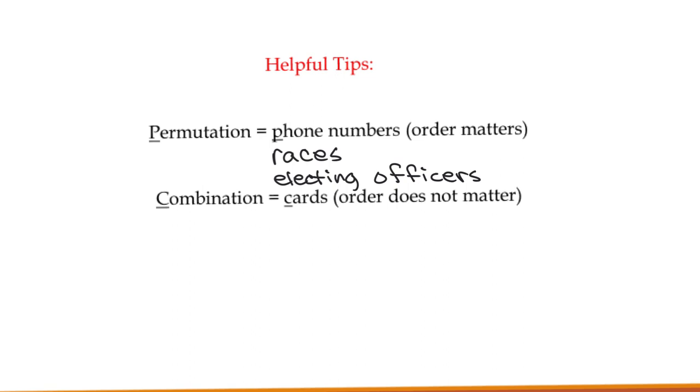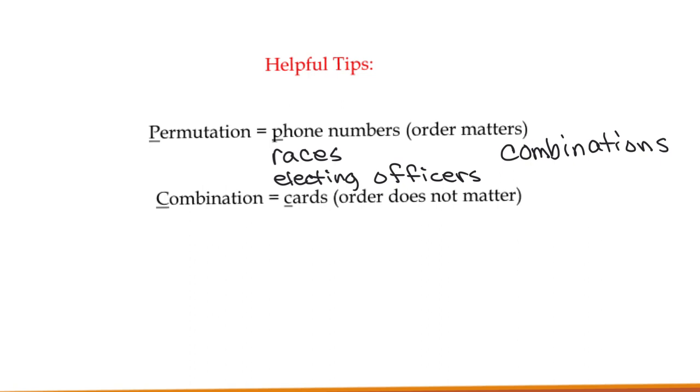All right, permutation order matters. Combination order does not matter. An example of permutation might be phone numbers. In a phone number, order matters. We could have races where you're finishing first, second, third place, electing specific officers for president, vice president, secretary, treasurer. You may have combinations, like locker combinations, which would be in a specific order. These are all examples of permutations.